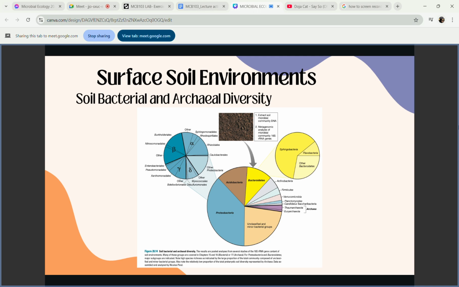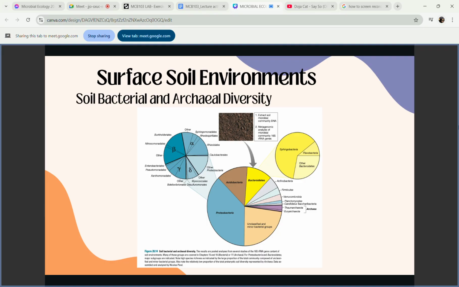Actinobacteria and Firmicutes, though they are less diverse, aid in organic matter decomposition. In soil archaea, mainly Thaumarchaeota and Euryarchaeota are less diverse but critical, especially the ammonia-oxidizing Thaumarchaeota, which is essential for soil nitrification, as mentioned by Dave.